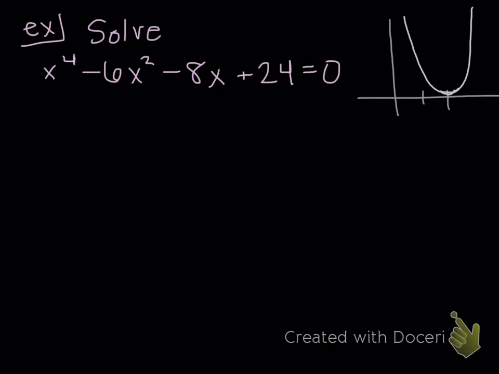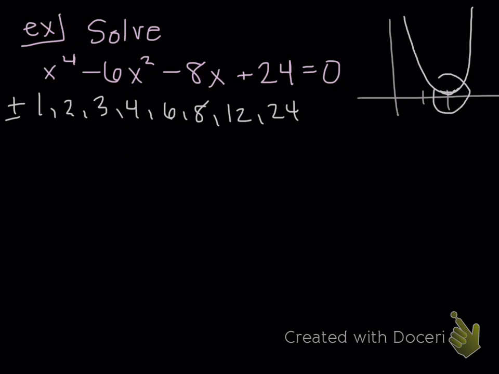It appears like it's crossing at 2, so I would test it with synthetic. So notice my list, I'm dealing with the 24. So my list would be plus or minus 1, 2, 3, 4, 6, 8, 12, and 24. And when our list starts to become this large, we don't really want to sit there and test all these numbers. It takes a lot of time. So instead we use the calculator, and I can see that it's going to cross the function at 2. So I'm going to do synthetic at 2.